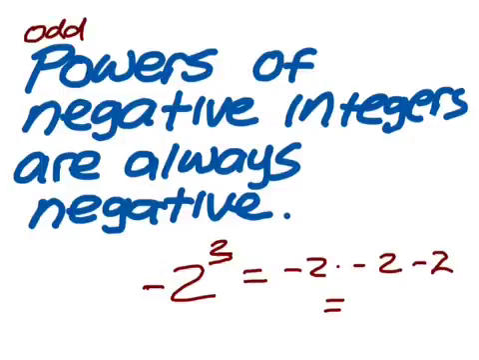Now we have negative 2 times negative 2 times negative 2. 2 times 2 is 4. 4 times 2 is 8. We have an odd number of negative signs, so the answer is going to be negative. Ta-da! Odd powers of negative integers are always negative.